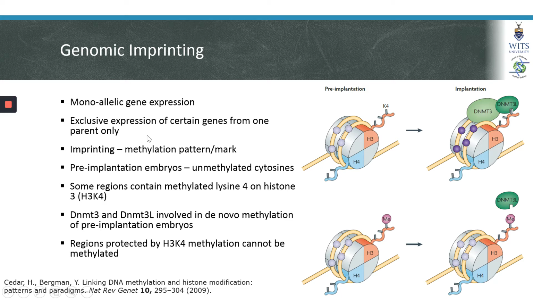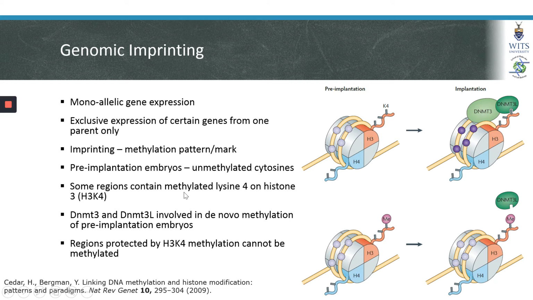Since only one allele is expressed, the other allele generally has to be silenced, and this pattern of silencing is referred to as DNA imprinting. DNA imprinting refers to a methylation pattern or mark that is created early on in embryo development. In pre-implantation embryos, the majority of the cytosine residues are unmethylated. However, DNA methylation patterns are created early on during embryogenesis, and this is regulated by the presence of histone modifications.